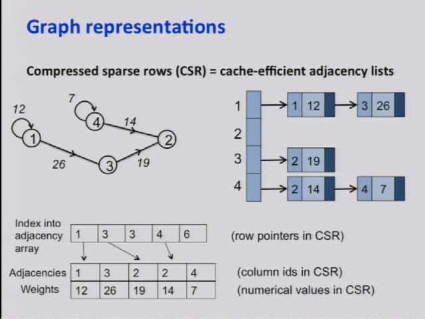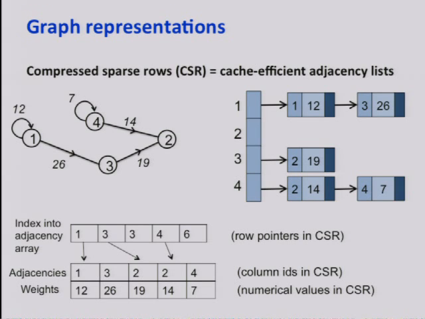Now you see the analogy that essentially this is compressed sparse rows. So indices become row pointers, adjacencies become column IDs, and weights become numerical values. And why would you do this as opposed to an adjacency list? Essentially every time you jump into a pointer, you're making a cache miss. Since we've said that these graphs are static graphs, it's much easier to actually just stream through these entries without doing any kind of cache misses.